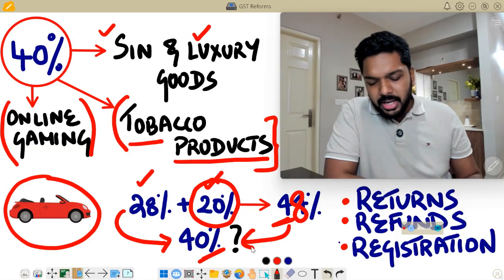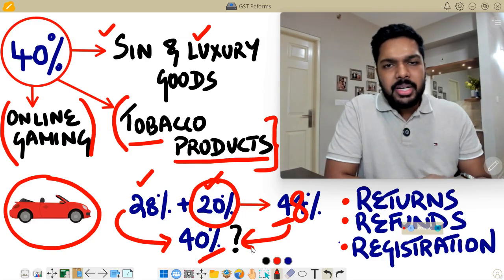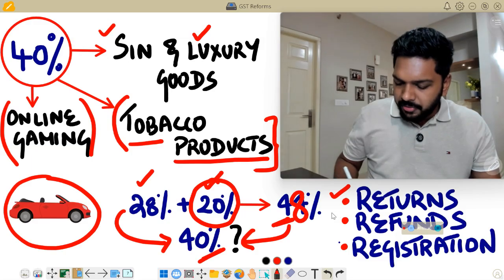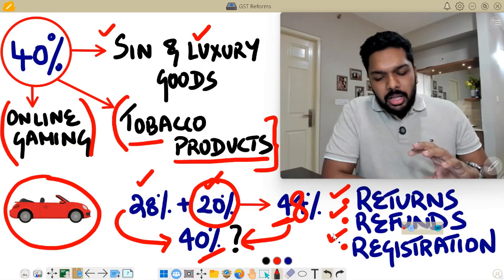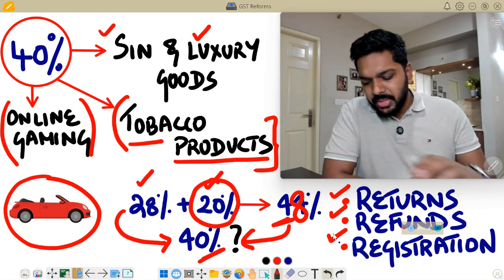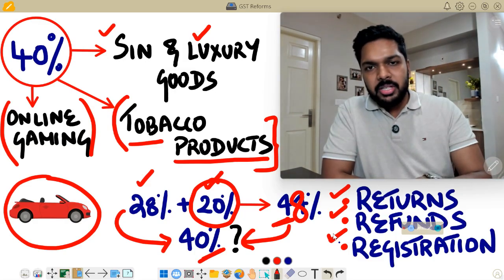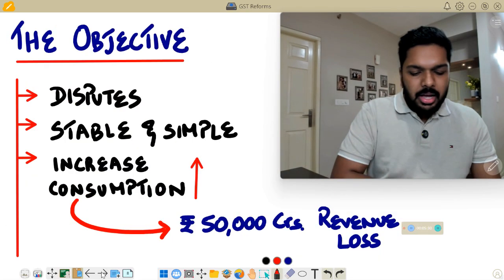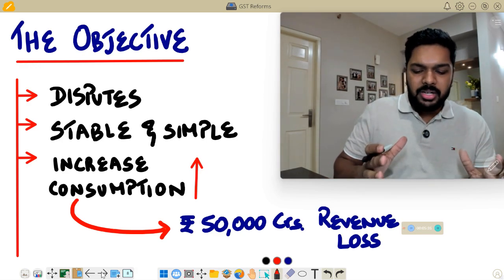For luxury vehicles. Apart from rate rationalization, the central government has also proposed reforms in the areas of returns, return filing, refunds of GST and GST registrations, whereby technology will be used on a large scale with the advent of AI and all that. And therefore, in addition to rate rationalization, return filing, the refund procedures and registration procedures will now be simplified and structured.